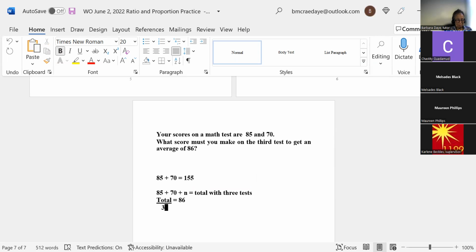Cross multiply. That's right. Total time 1 is total, and 3 times 86 is what? 3 times 86 is equal to 3 times 86. And what's that equal to? 258. 258.